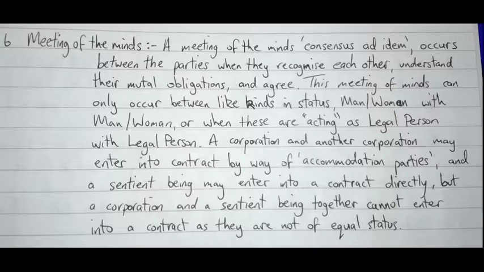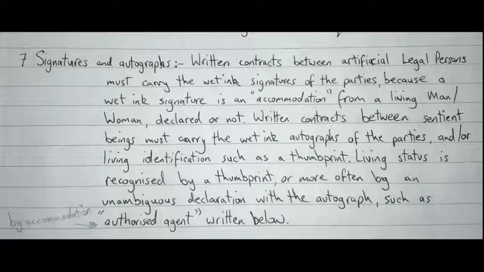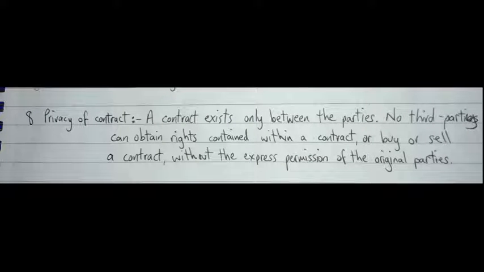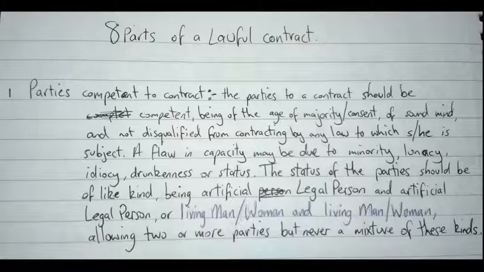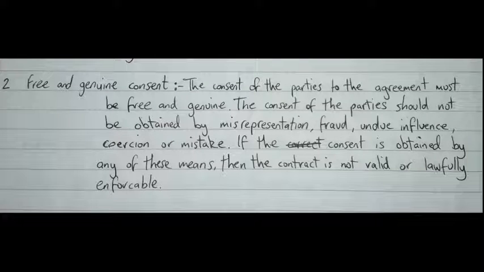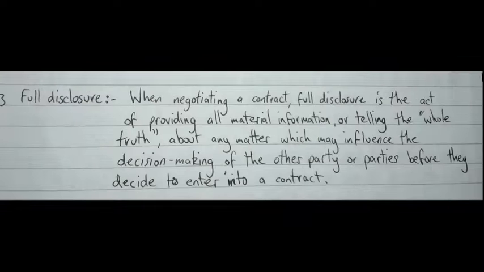This meeting of the minds can only occur between like kinds in status, man-woman with man-woman, or when these are acting as legal person with legal person. A corporation and another corporation may enter into contract by way of accommodation parties, and a sentient being may enter into a contract directly, but a corporation and a sentient being together cannot enter into a contract as they are not of equal status.